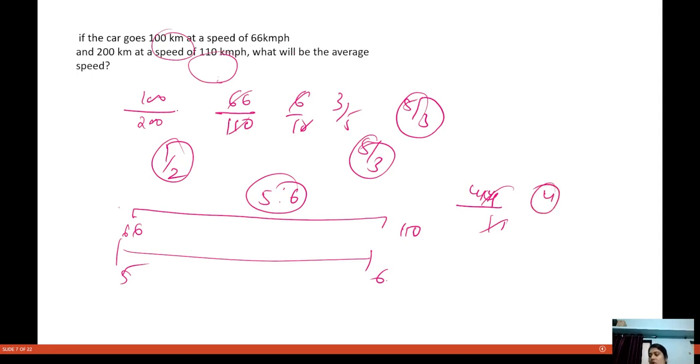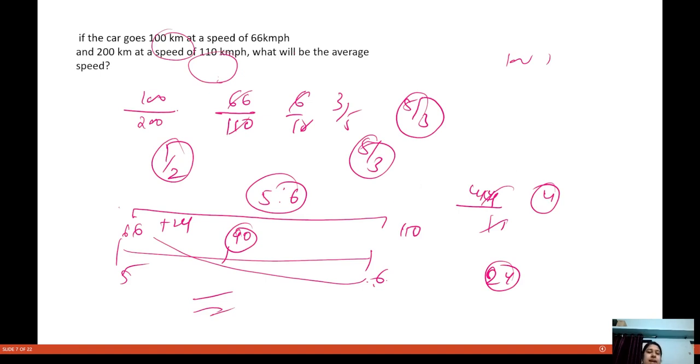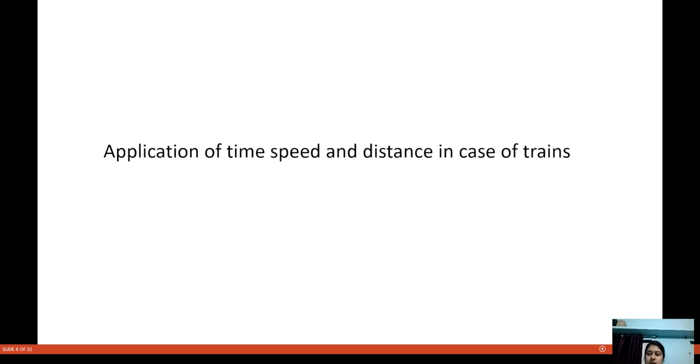Divide this by 5 plus 6, so you get 4. You have 11 parts of 4 each, and this corresponds to this. So 6 into 4 is 24. Just add 24 here and you will get your average 90. So this is very simple, instead of going 100 plus 200 and all that method. You can calculate average speed very simply by this method as well. But you have to understand the intricacies of the method, what the method requires in real terms. So this is how we do these kinds of questions. Let us move on to the next question.